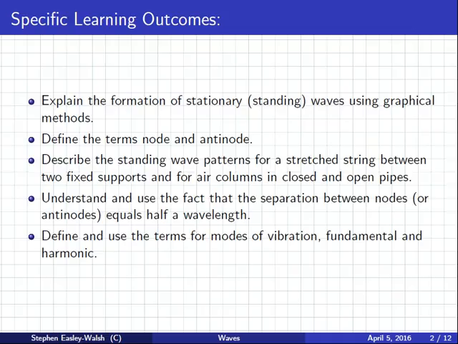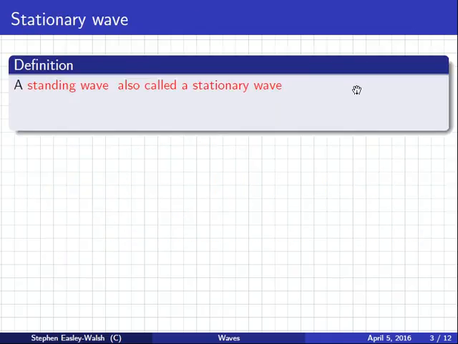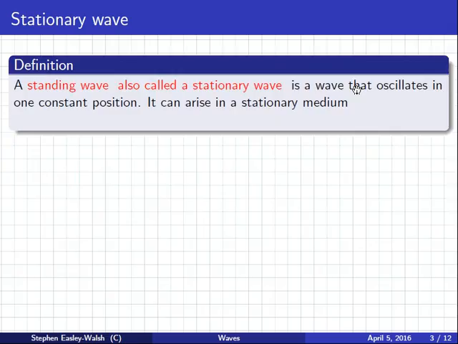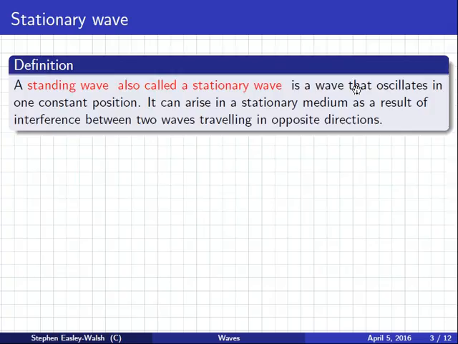A standing wave, also called a stationary wave, is a wave that oscillates in one constant position. It can arise in a stationary medium as a result of interference between two waves traveling in opposite directions. What the heck does that mean?